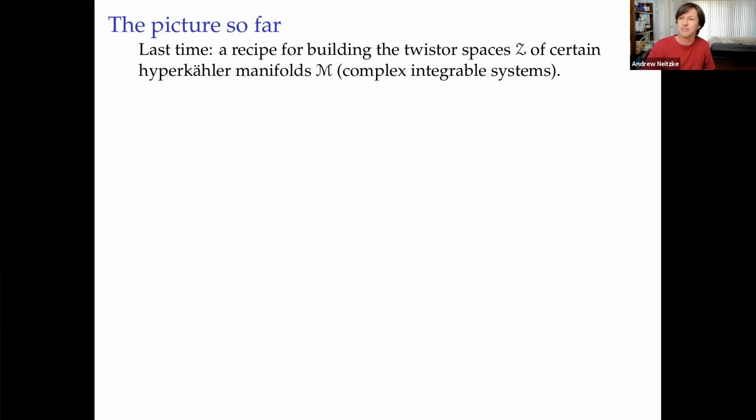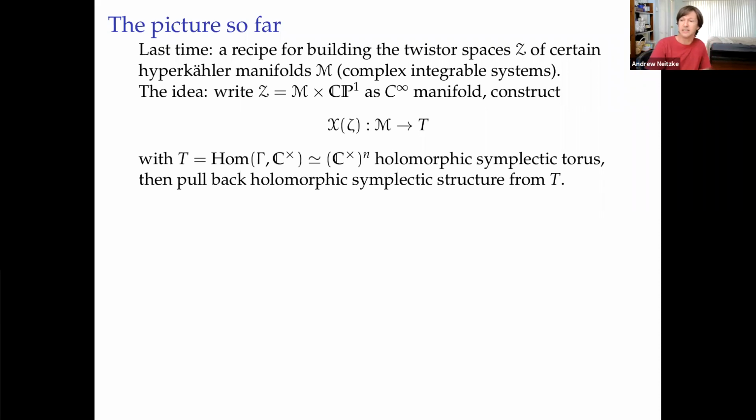What I described last time, at least the mathematical content of it, was a kind of conjectural recipe for building some hyperkähler manifolds, specifically hyperkähler manifolds where the hyperkähler structure is a structure on the total space of a complex integrable system. The idea was that rather than constructing the hyperkähler metric directly, you would construct the twistor space of the hyperkähler manifold.